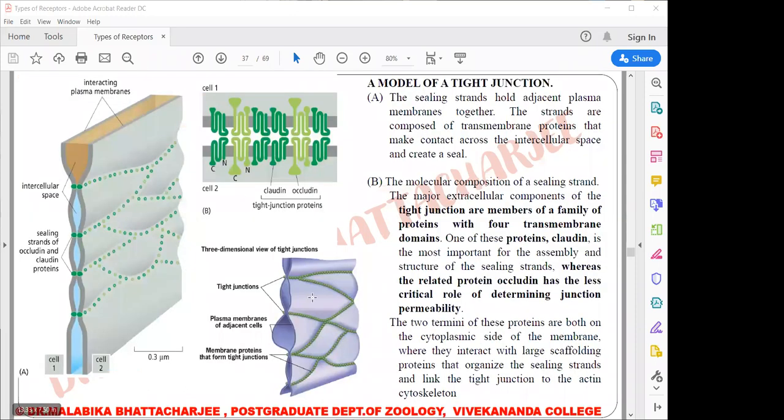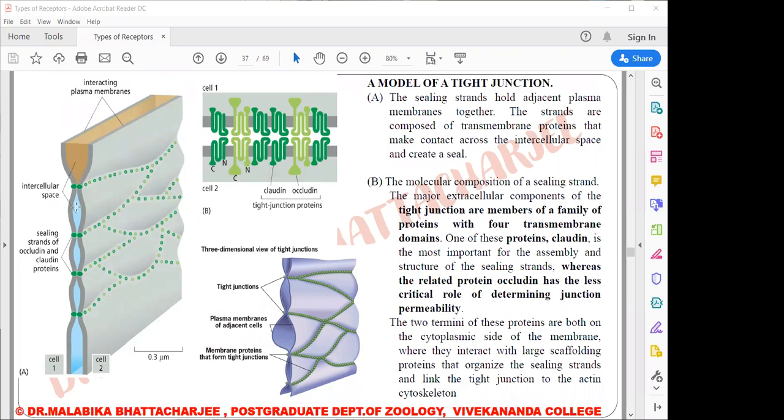Now, our first junction is the tight junction. Just have a look at the picture. The subunits of the tight junction are the claudin and the occludin proteins. You can see this is cell 1 and this is cell 2. There is a green protein. There are 2 shades of green, one darker green and one lighter green.